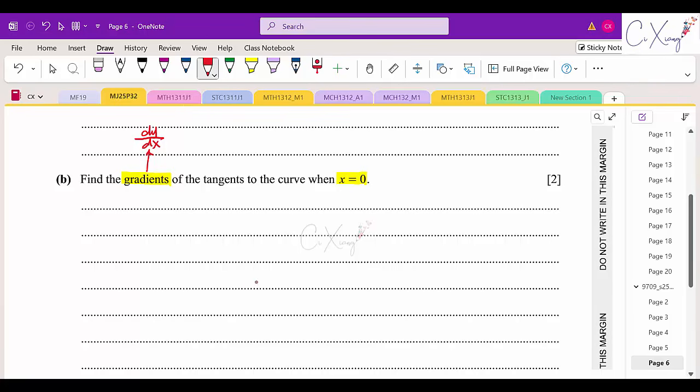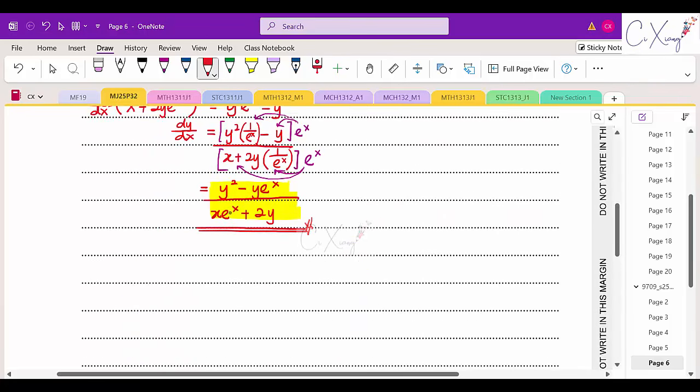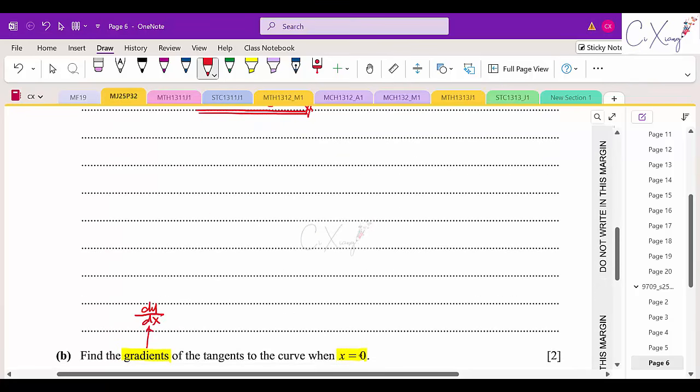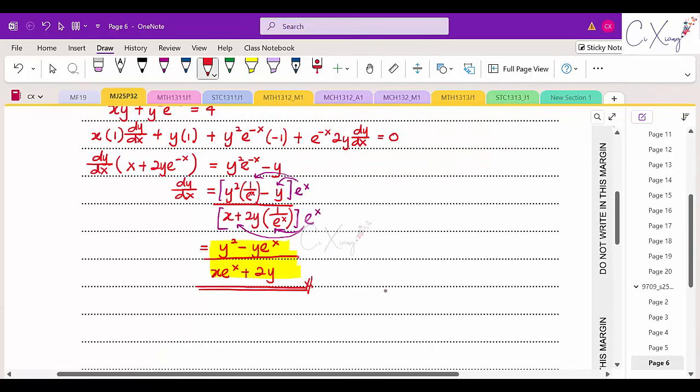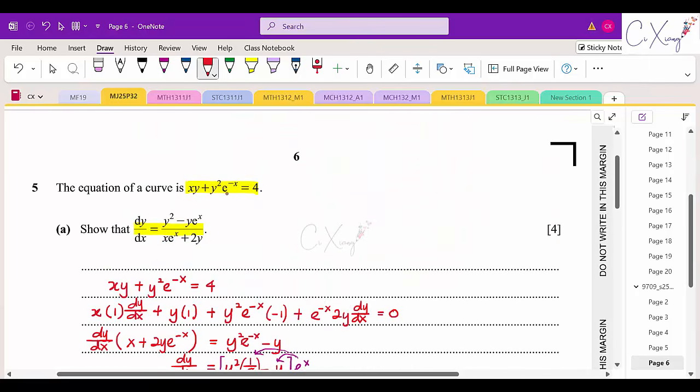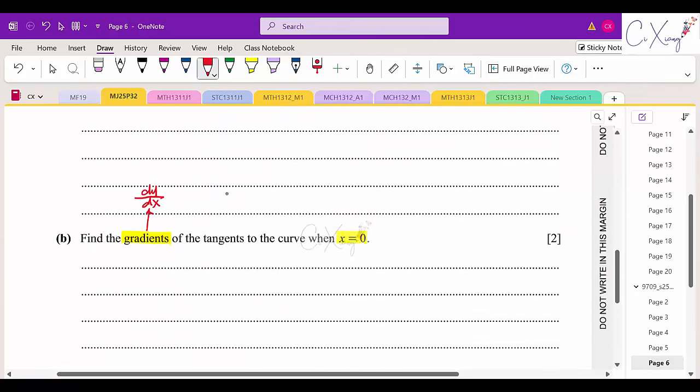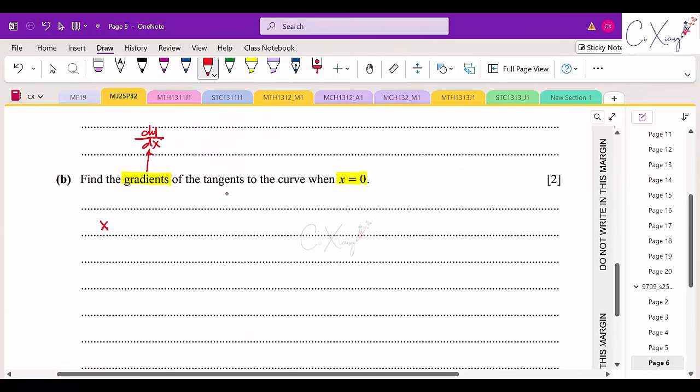Okay, if you have a look at the dy dx that we get just now, right? They have x and also y. So to get the value of dy dx, you need to get the value for y first. And now we only have the value of x. Okay, so let's substitute x equals 0 into the original equation to get y. Alright, okay, so let's start. When x is equal to 0, I substitute it into my original equation where it should be 0 multiplied with y, then plus y squared e power negative x equals 4.